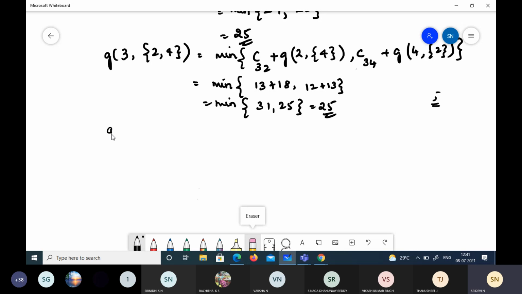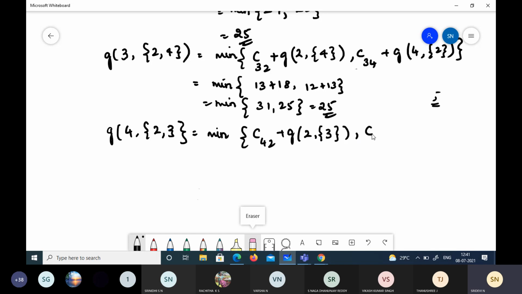And finally, G of 4, now we will have 4 with 2, 3 as combination. So minimum value C of 4, 2 plus G of, if we have 2, then we will be left out with 3, comma, C of 4, 3. So this is 3.